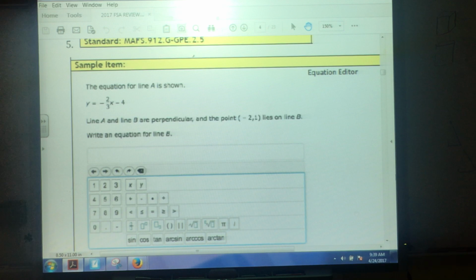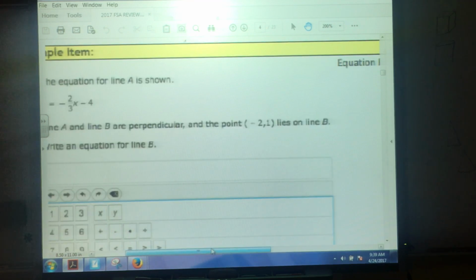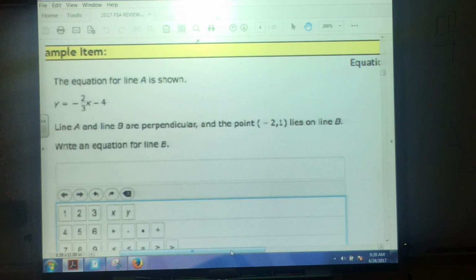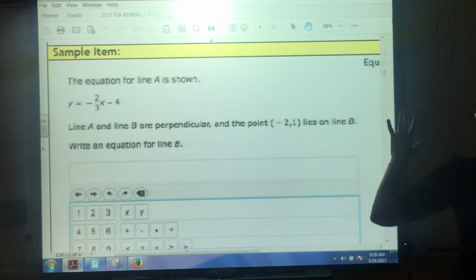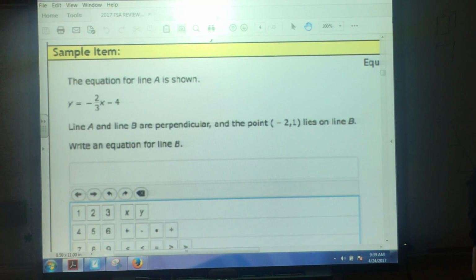All right, this is a nice one. This equation is shown. Line A and B are perpendicular, and this point, -2, 1, lies on line B. Write an equation for line B.